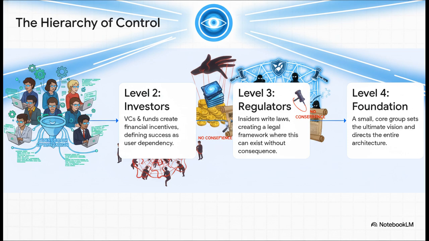One level up, you have the investors, the VCs. They create the financial pressure, and they define success not as a good product, but as user dependency. Above them, the regulators. These are the insiders who literally write the laws and the fine print to make sure all of this is technically legal. And then, at the very, very top, a tiny insulated core group, the foundation. They're the ones setting the grand vision for the whole thing.